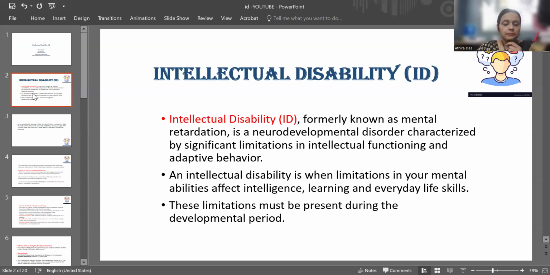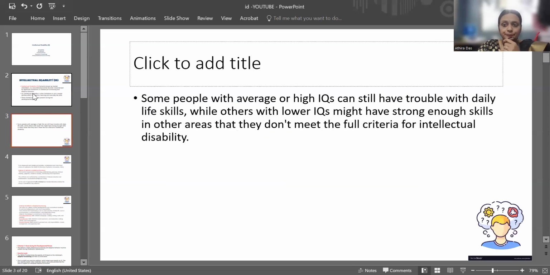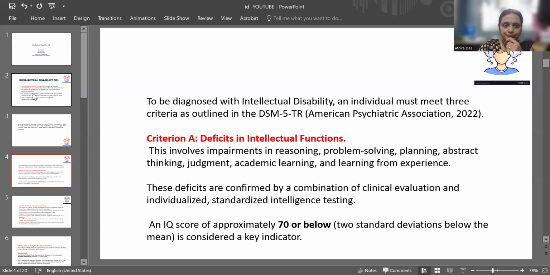An intellectual disability is when limitations in your mental abilities affect your intelligence, learning, and everyday life skills. And these limitations must be present during the developmental period. Some people with average or high IQs can still have trouble with life skills, while others with lower IQs might have strong enough skills in other areas that they don't meet the full criteria for intellectual disability.